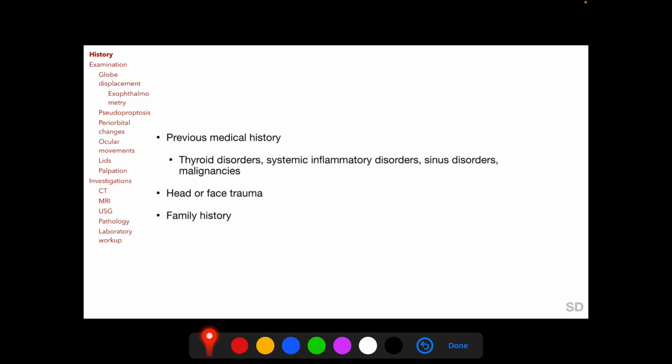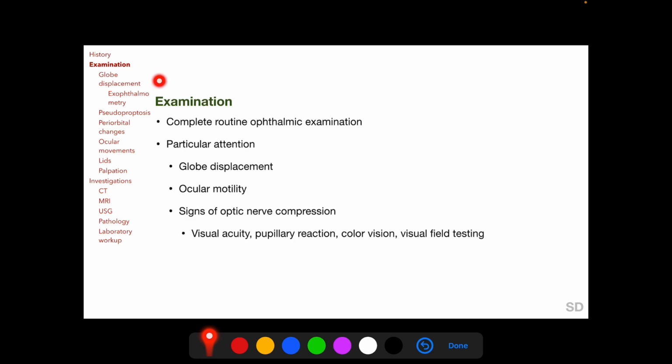Inquiring about a history of trauma to the head or face and about family history can turn out to be important in relevant situations. Examination of a patient with an orbital presentation starts with a complete routine ophthalmic examination just like any other patient, with a particular attention to globe displacement, ocular motility and signs of optic nerve compression, because lesions in the orbit tend to cause abnormalities in these three signs.